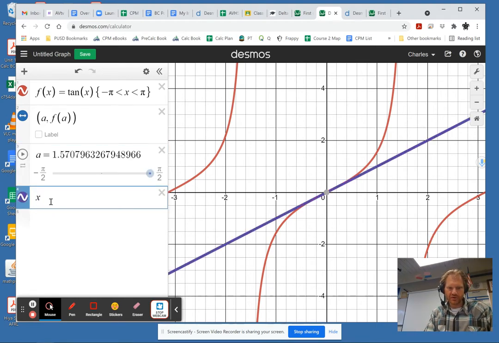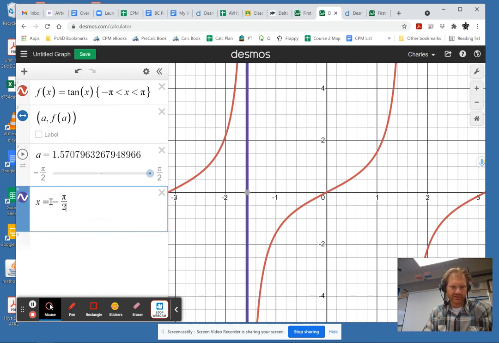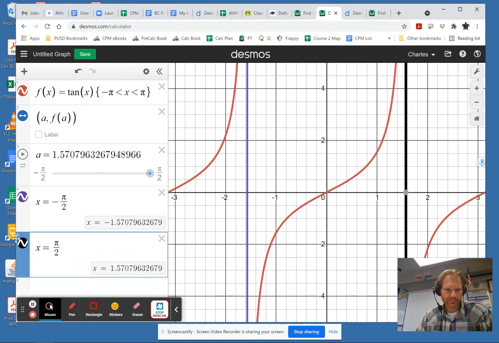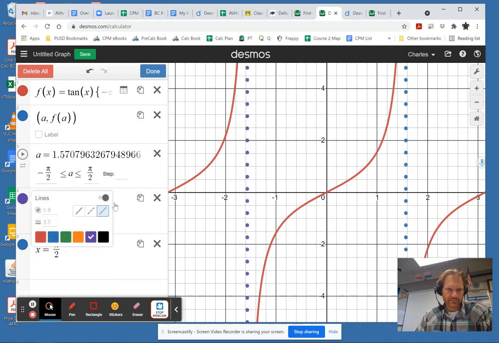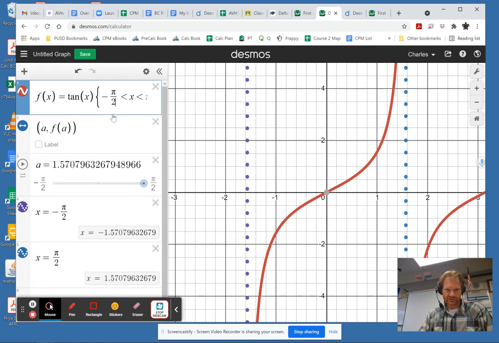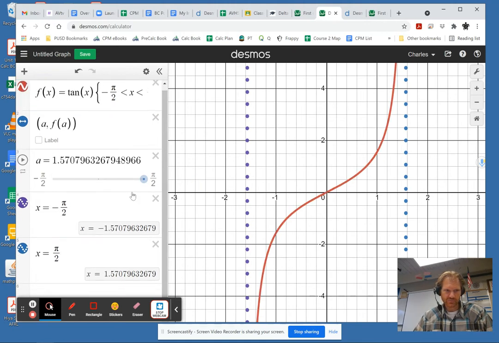I just want to point out that there are vertical asymptotes in this function: x equals negative pi over 2 and x equals pi over 2. And I could make them both dotted in the same color. Actually, that's all I care about now, what's in between those two dotted lines. So let's just stick there, and we can think of any point in this function in between those two dotted lines.